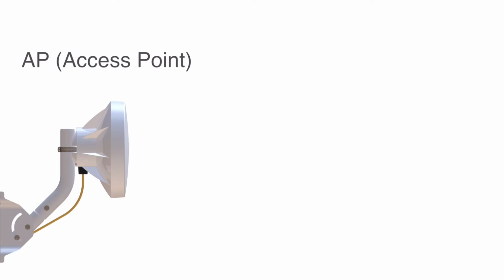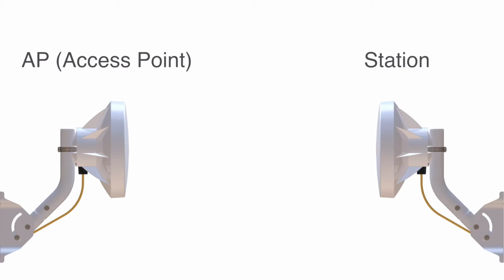To create the point-to-point link, we need to set up one radio as the access point, or AP, and the other as the station. The AP is the master device that establishes the network name or SSID of your choice for the link, and the encryption key is used to secure the link to the station.